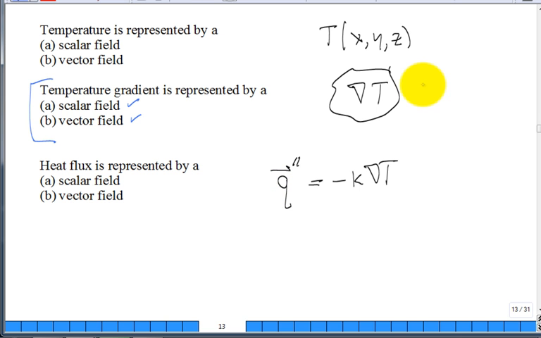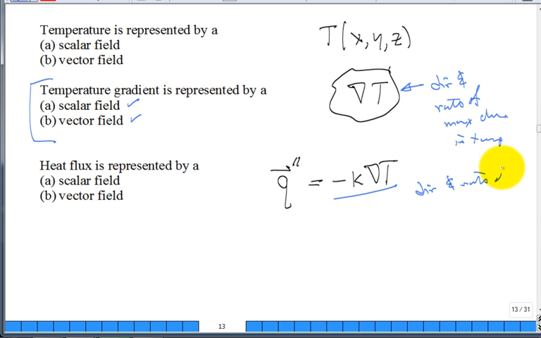This vector field means something about if I move in this direction, I'm telling you how fast it's changing temperature. Actually, it shows you the direction and rate of maximum change in temperature. Here, this shows you the direction and rate of heat transfer per unit area, or heat flux. That's what it's showing you.